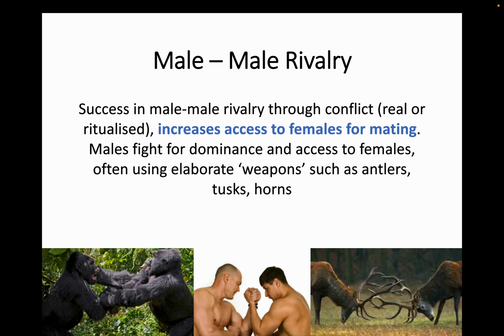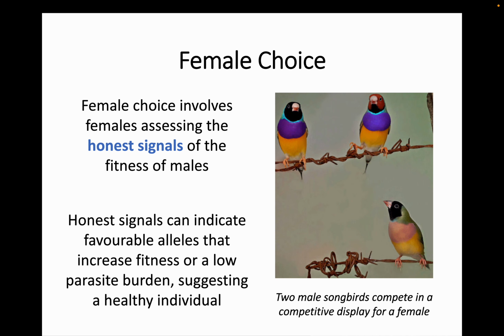Now again, in this male-to-male rivalry, in these conflicts, there's going to be increased access to females. Males are fighting for dominance, and usually or often this will involve various weapons. So, for example, antlers, horns. Some insects have large antennae that they're comparing. Things like this, there'll be some sort of device going on.